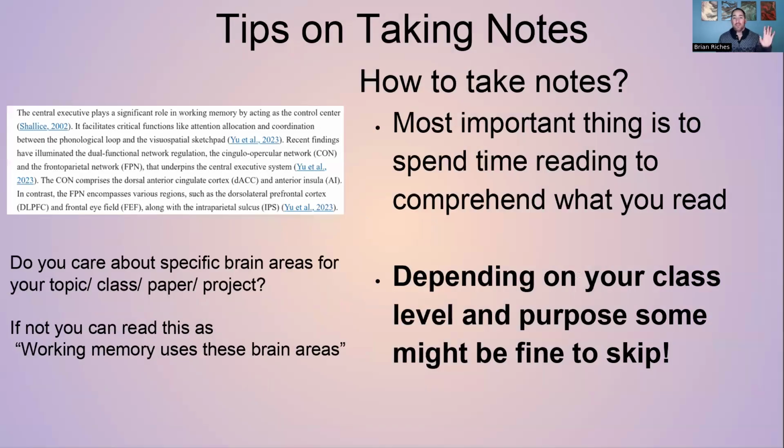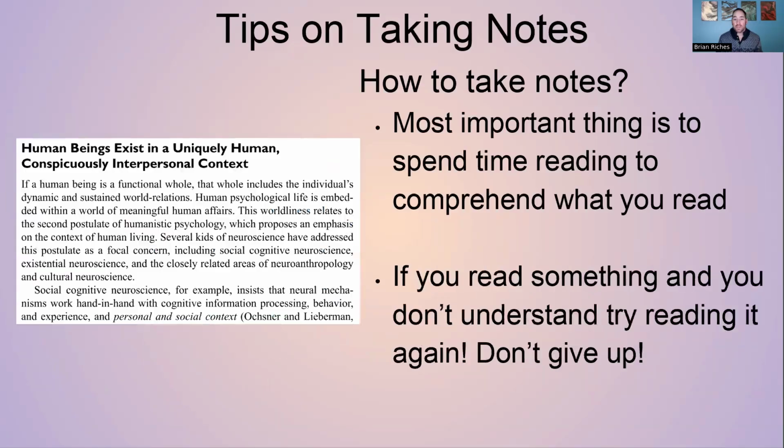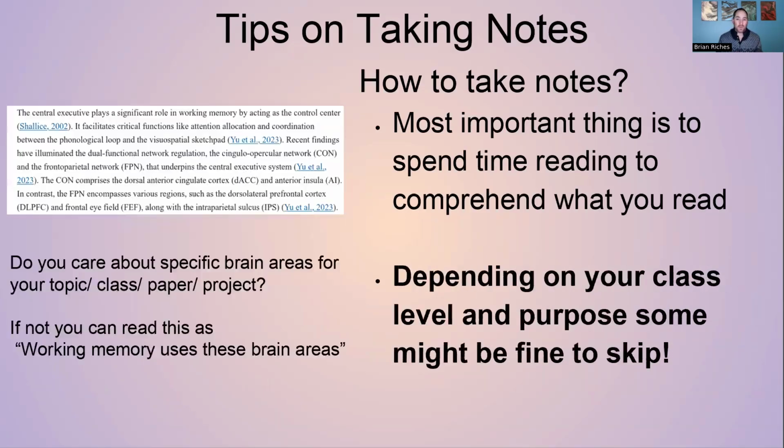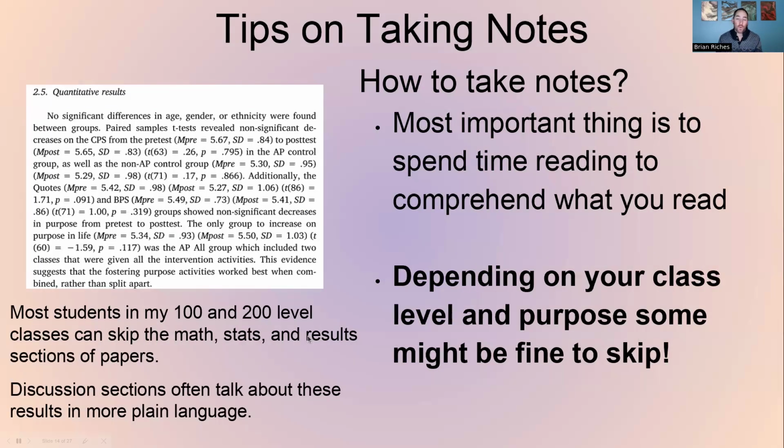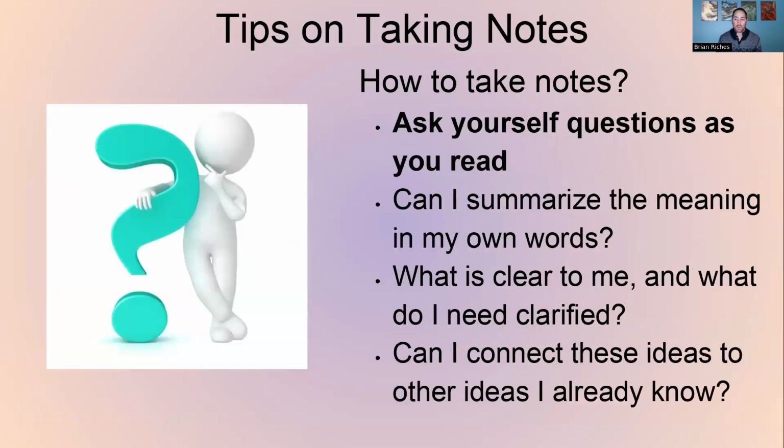One is focus on the things that are most important to your project. Reread sections that you think might be a little difficult. If it is a big section that's not super relevant, you can skim that area and put it together in a chunk, like working memory uses these brain areas. And for some of the stats, you can probably skip them at my 100 level classes.